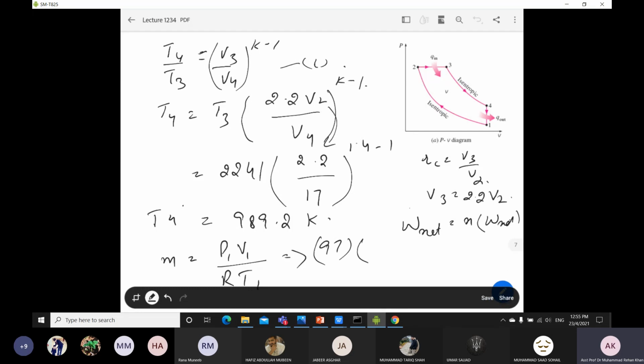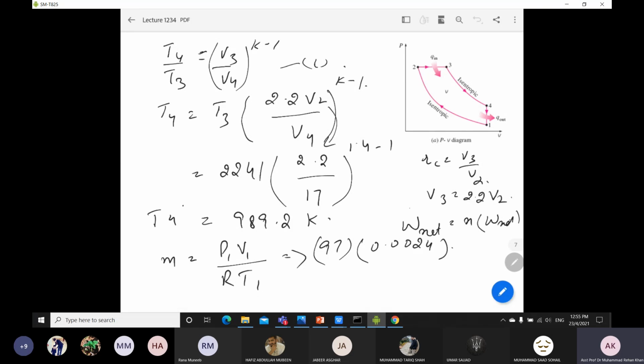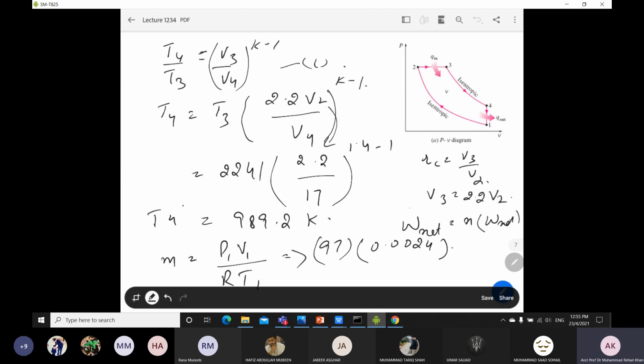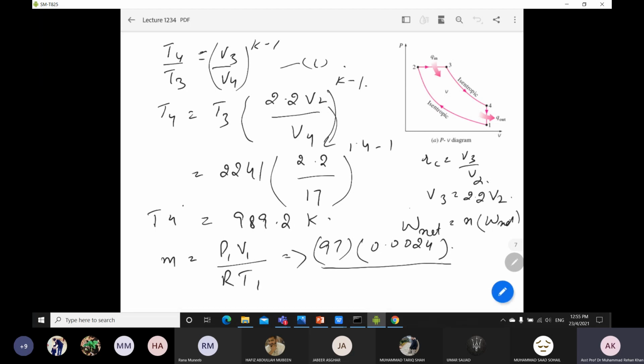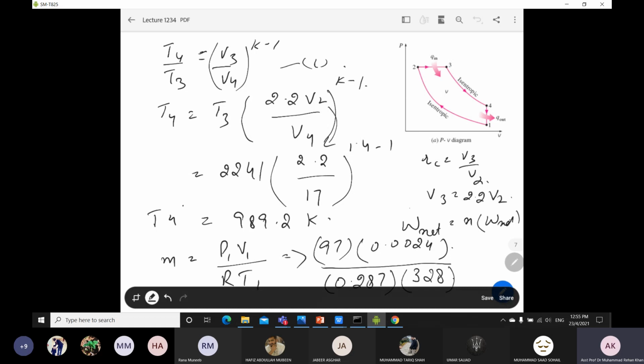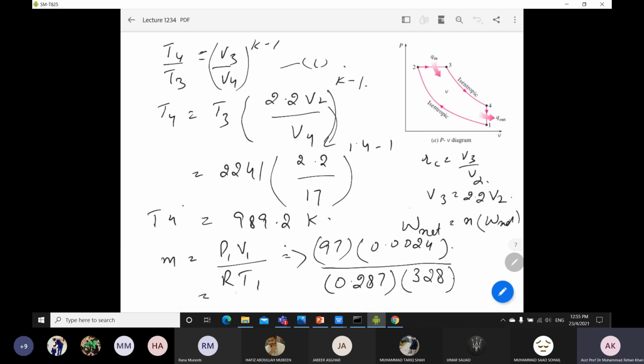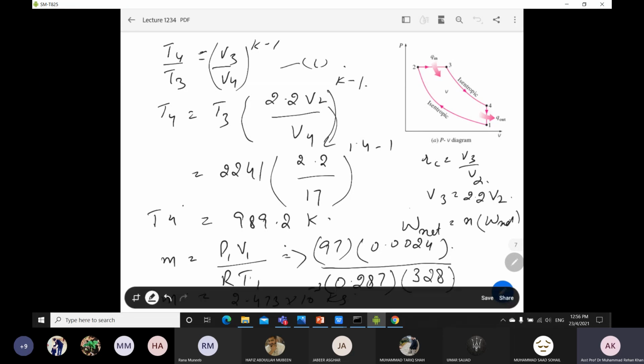Okay, so which is your maximum volume, is 0.0024 meter cube. So you have to convert 2.4 liter into meter cube and you will get 0.0024. And then the constant R is the gas constant, and you can easily find this value from table A2, 0.287, and T1 value is 328 Kelvin. Okay, so from here you will get the mass of the working fluid. So M is equal to 2.473 into 10 raised to the power minus 3 kg. Okay, so this is M. You have to note it down, then I'll move towards the next part.